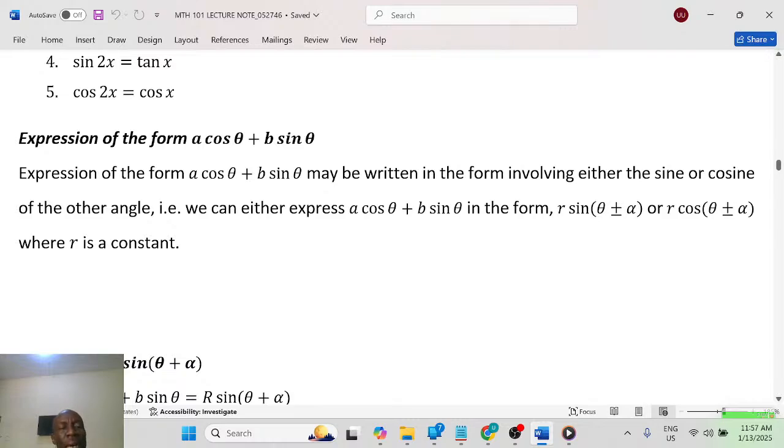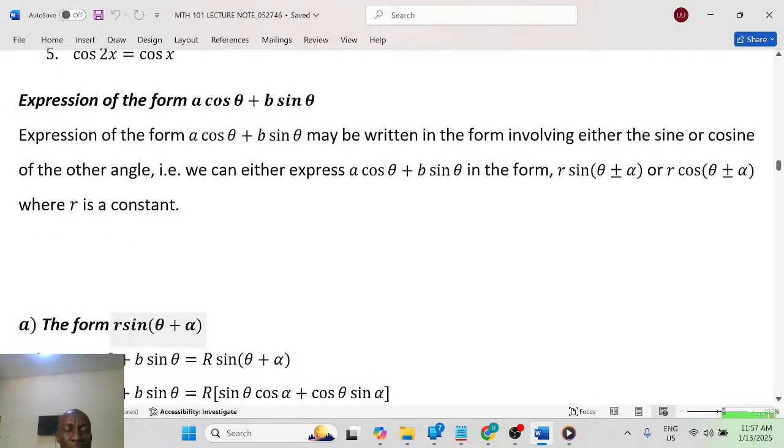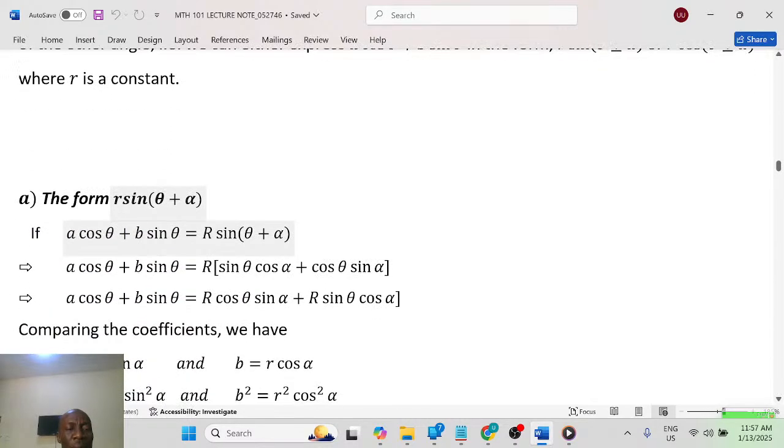Now we look at expressions of the form a cos theta plus b sin theta. In this case, like the first one we have here, the form R sine bracket open theta plus alpha. We know that if A cos theta plus B sin theta is equal to R sin theta plus alpha. Now, going back to the identity we have looked at, sin A plus B. In this case now, our A is theta and our B is alpha. So it means that it will give us sin theta cos alpha plus cos theta sin alpha.